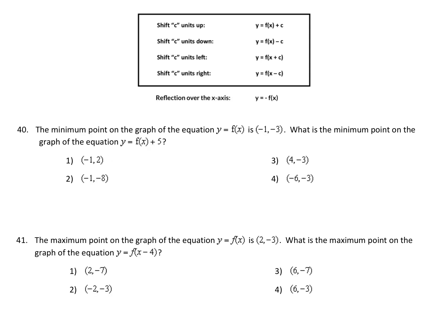Okay, so if you turn to page 24 of your packet, you'll see that it starts on number 40. And these are the rules from the previous page and from what you watched on the video over the weekend. Let me just quickly go over them. If you add a number to a function, it shifts it up. If you subtract a number from the end of a function, it shifts it down. If you add a number within a function, it shifts it to the left. If we subtract a number within a function, it shifts it to the right. And if you negate a function, it reflects that graph over the x-axis.